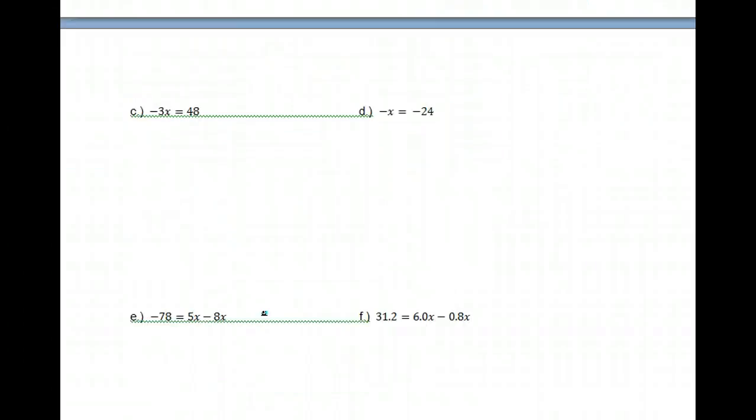Example C. We need to isolate our x. It is being multiplied by a -3. So we are going to divide both sides by -3. They will cancel on the left, and x equals -16.